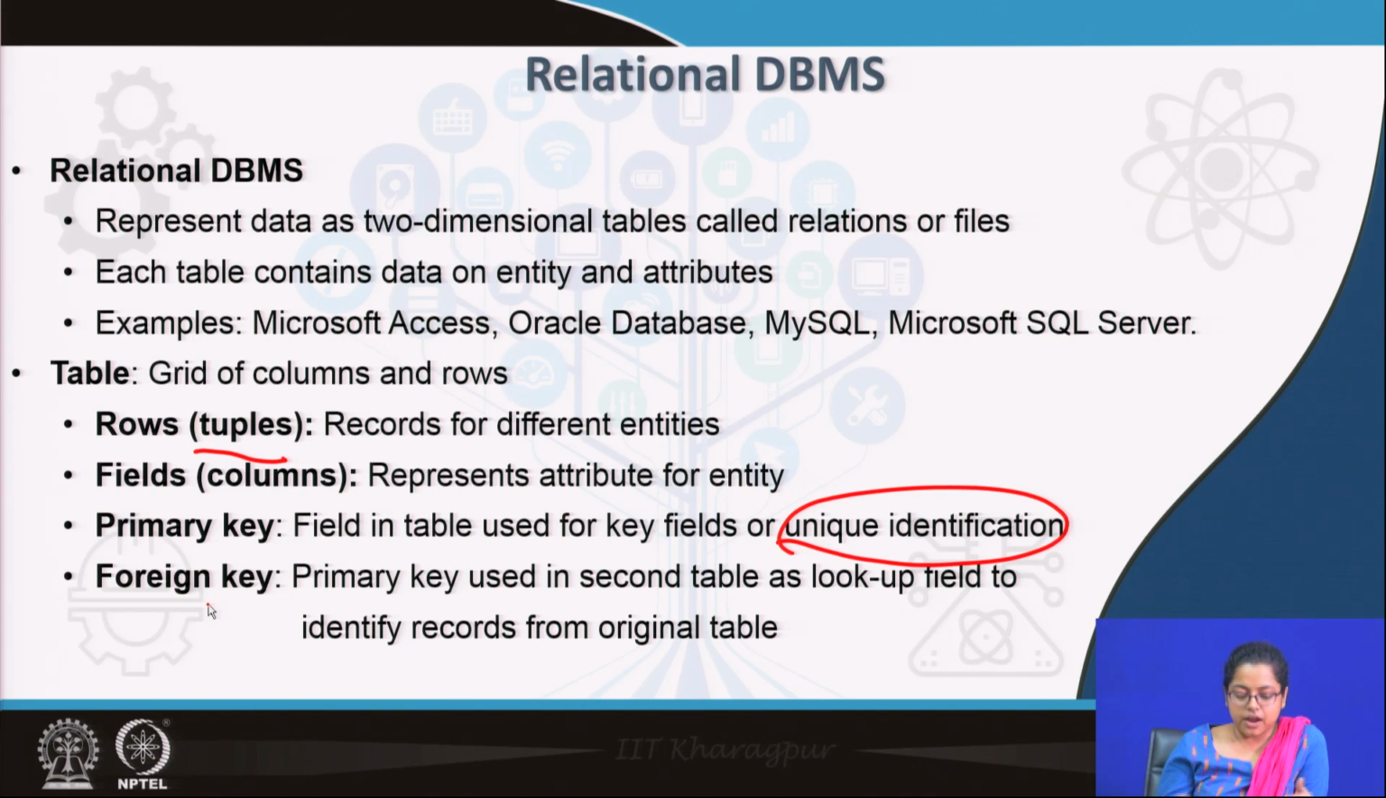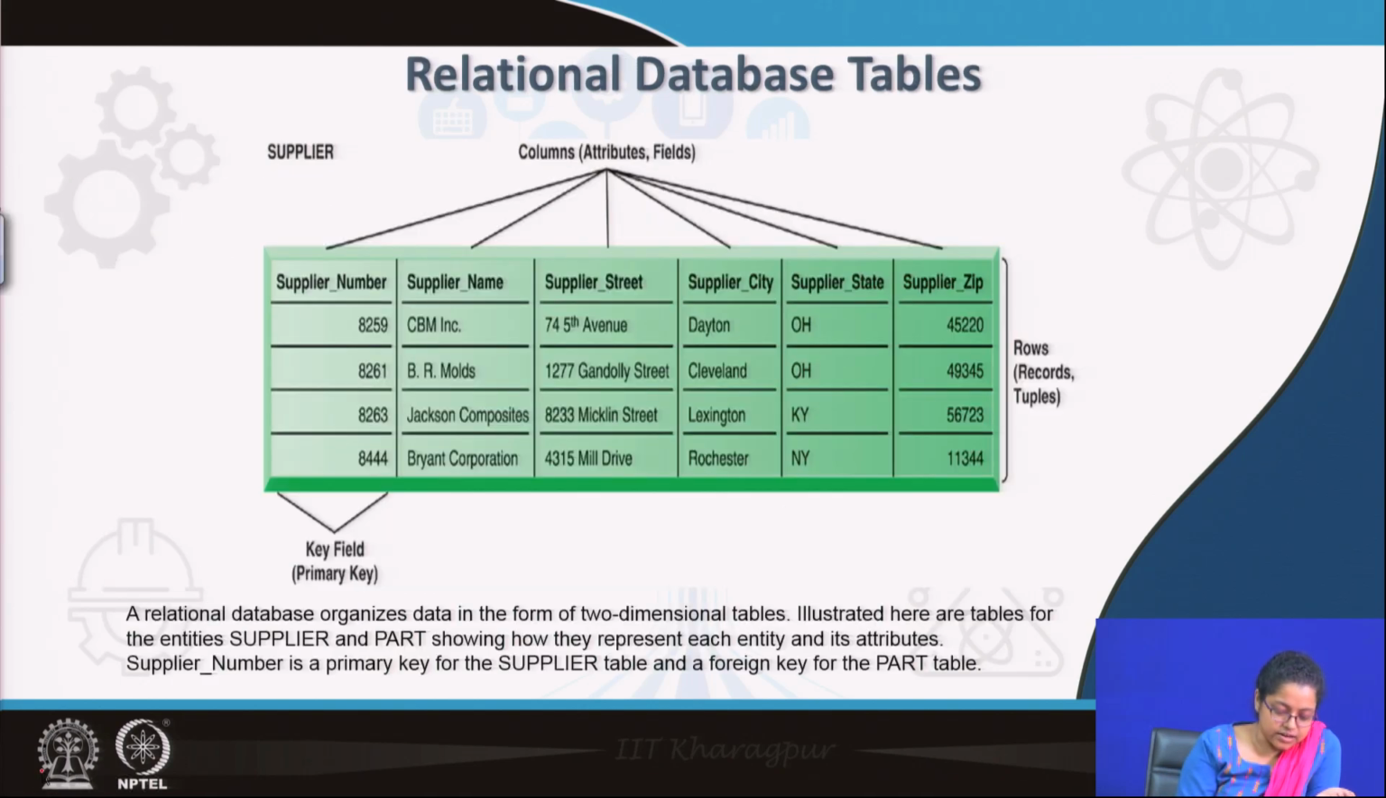I'll come to foreign key, but prior to that, let's see this entire thing that I just discussed with the help of an example. Here we see a table pertaining to the entity supplier. Here we have various attributes, different columns for multiple suppliers: supplier number, name, street, supplier city, supplier state and supplier zip. These are all records pertaining to multiple suppliers. The supplier number is the primary key because it uniquely identifies each supplier.